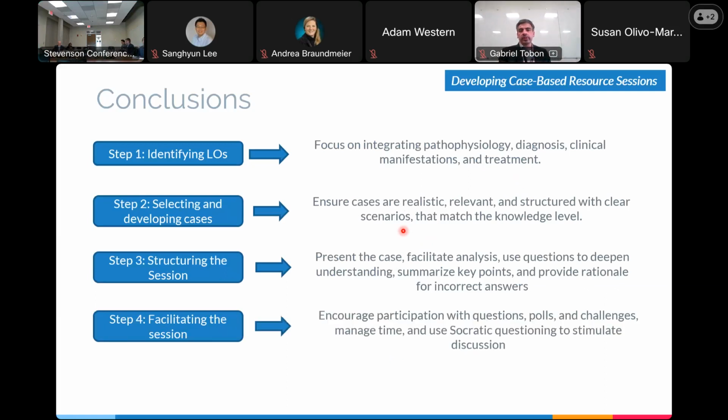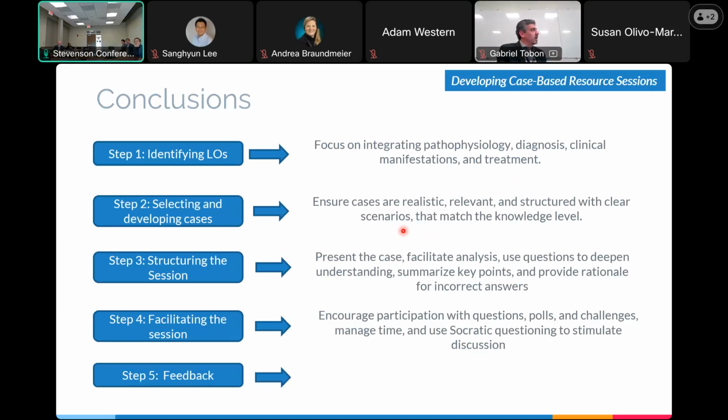Next is facilitating the session with participation, challenge, managing time, and using certain questions to stimulate discussion. What about this possibility? What if the patient has a different manifestation, or if the serological marker is negative, what do you think? So that kind of question.